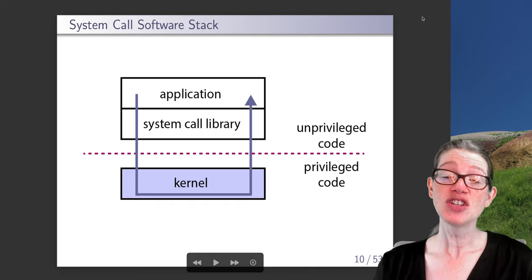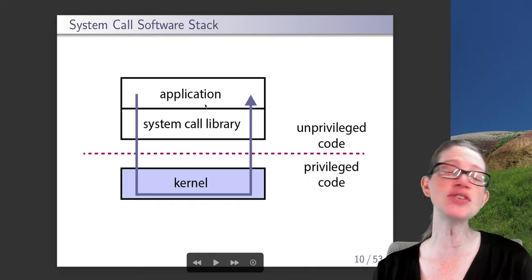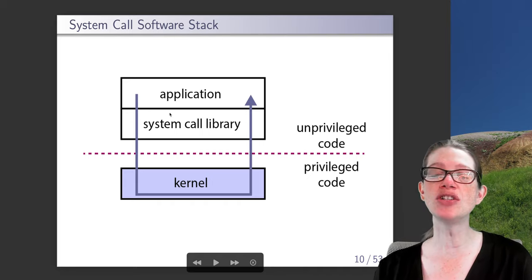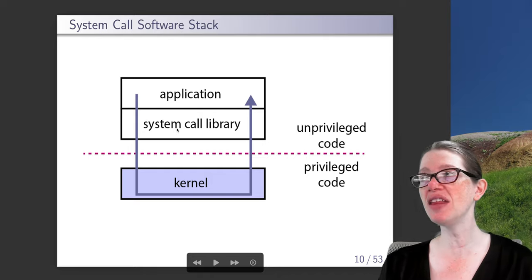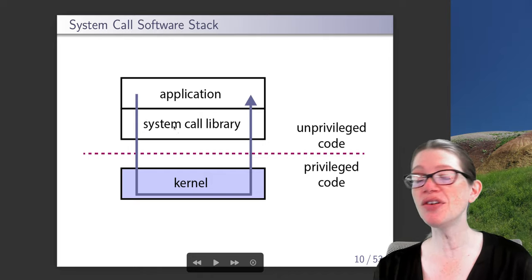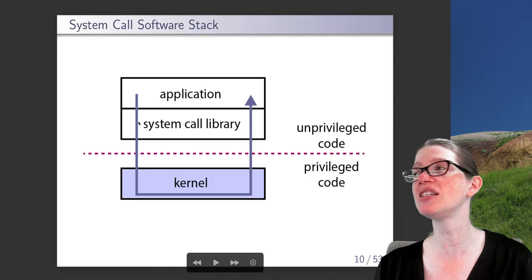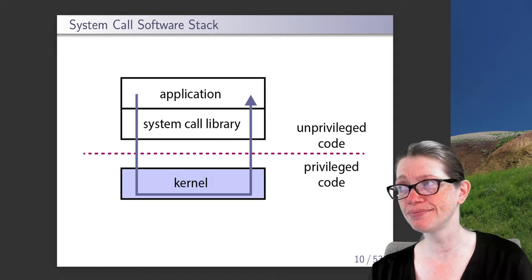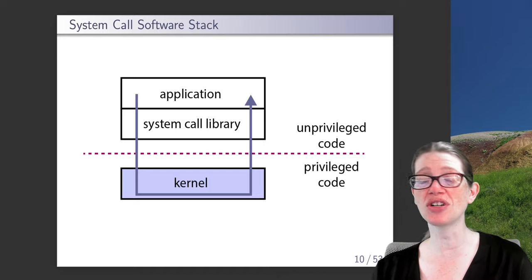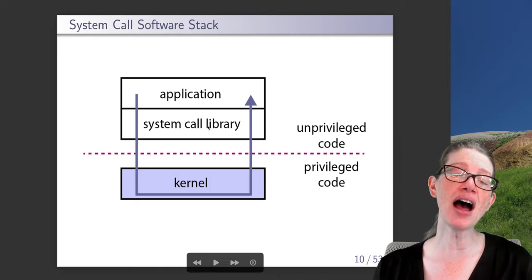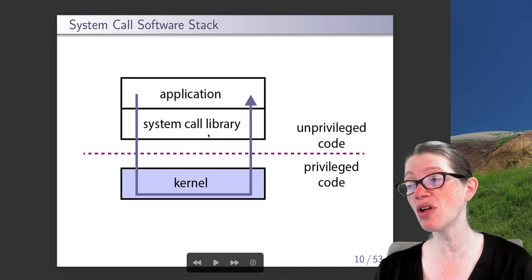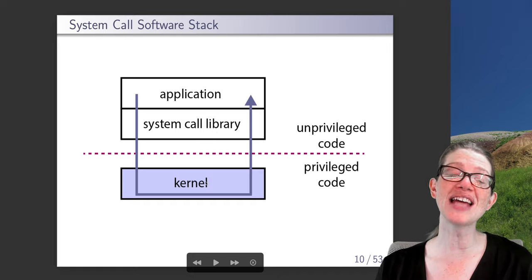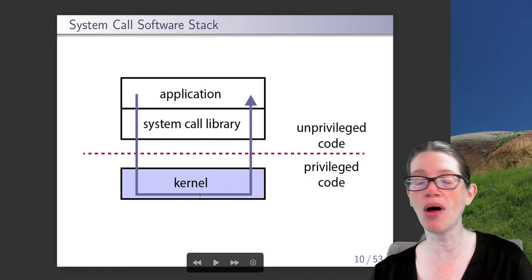All right. So what's going to happen then is the user application is going to call, let's say they want to open a file to write to, they're going to call a function in the system call library. And this is stuff like the standard C library. That's kind of what we're talking about here. And then somehow that library, the system call library, is going to be able to ask the kernel to do this job on its behalf.